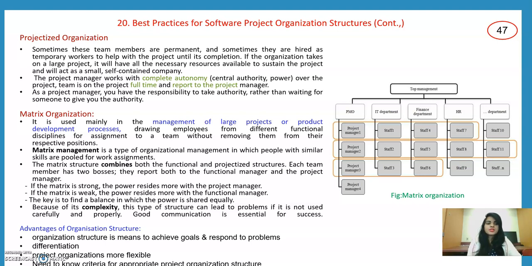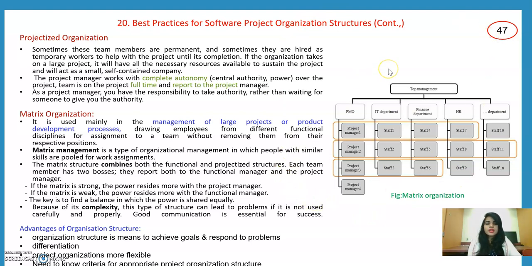Coming to the matrix organization, it is widely used in management of large projects or the product development process. Matrix management is a type of organizational management in which people with similar skills are pooled for work assignments. And this is the structure of the matrix organization. Here we have the top management. Under that we have the PMO, IT department, finance department, HR, and other departments. Under that we have the subsystems like project manager 1, 2, 3, and staff 1, 2, 3, 4, 5, 6, and this is a matrix organization structure.